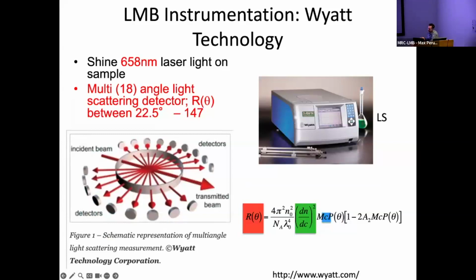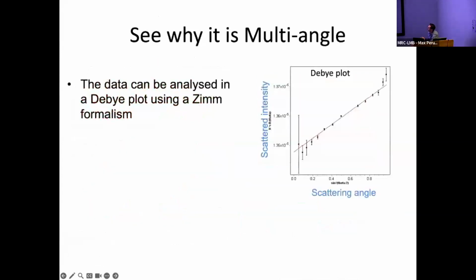What we actually need is the angle at 0, but obviously you can't measure the 0 angle because this is incident light traveling all the way through. So what we do is we measure these 18 angles, and then we can plot them using this Zimm formalism. There are different ways to plot these, but for most applications this is the correct version. Sometimes you have to use a different plot if it's very large.